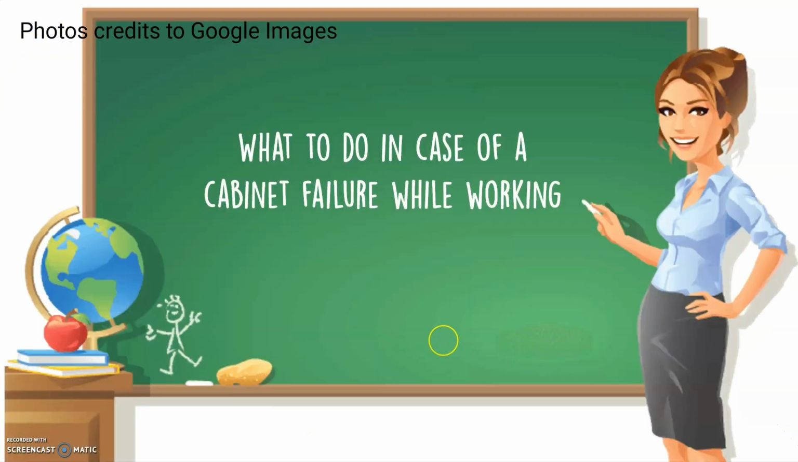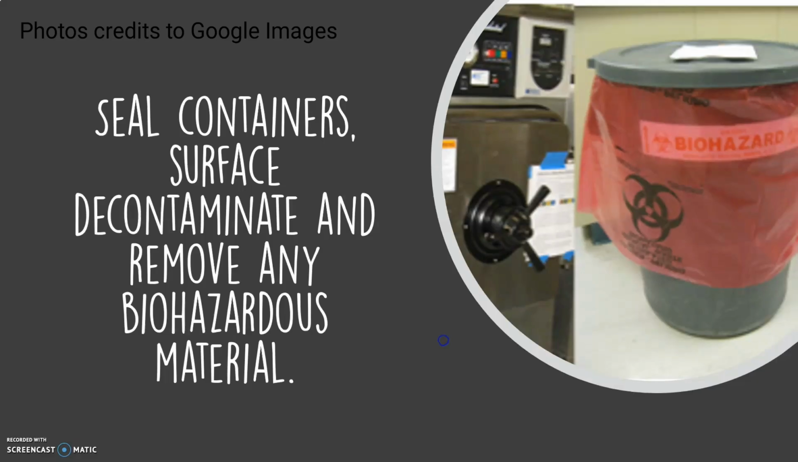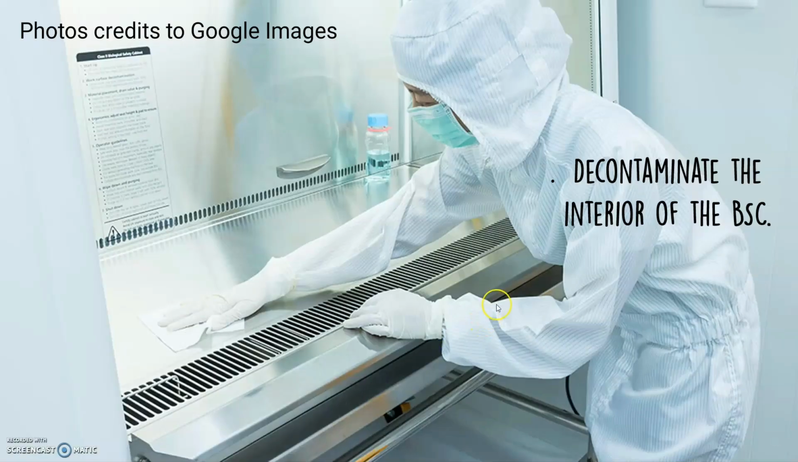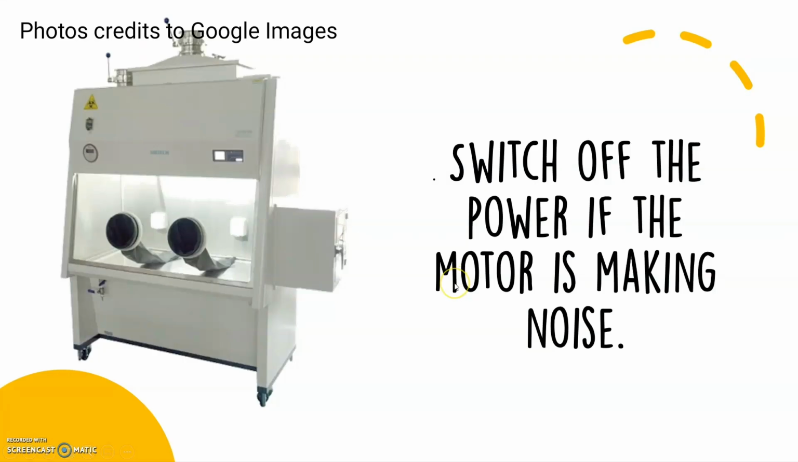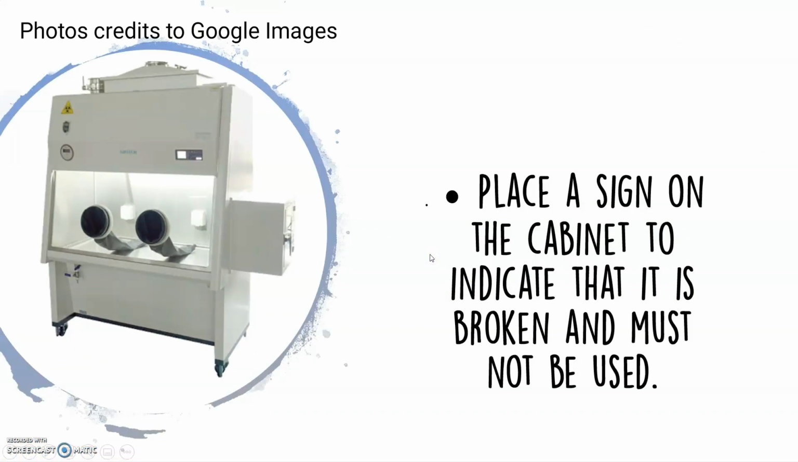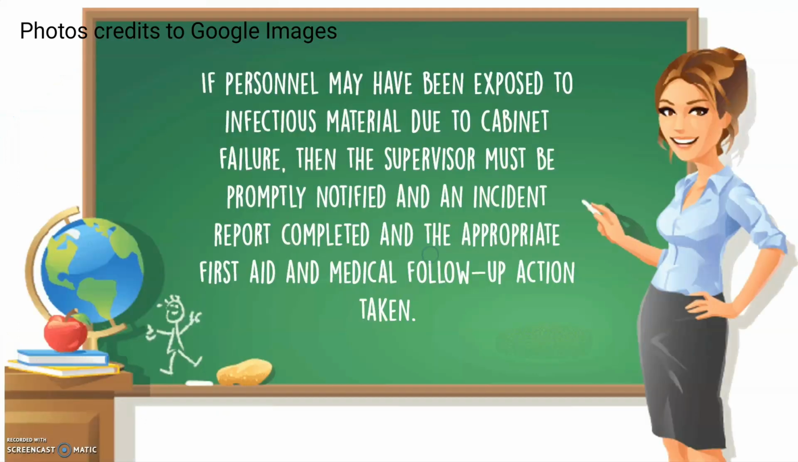What to do in case of a cabinet failure while working? Seal containers, surface decontaminate, and remove any biohazardous material. Decontaminate the interior of the biosafety cabinet. Switch off the power if the motor is making noise. Place a sign on the cabinet to indicate that it is broken and must not be used.